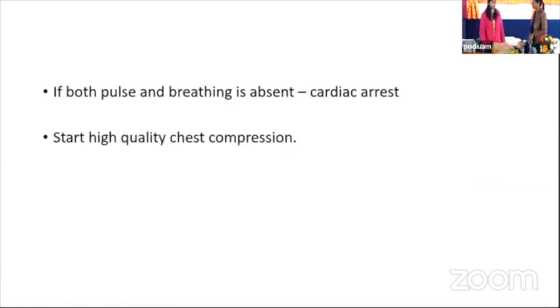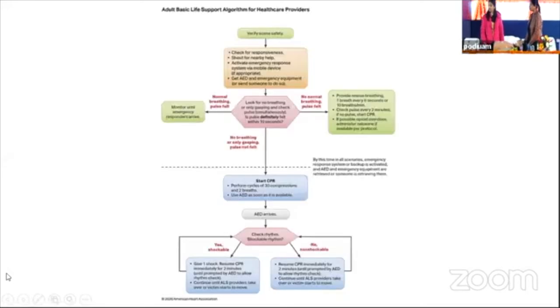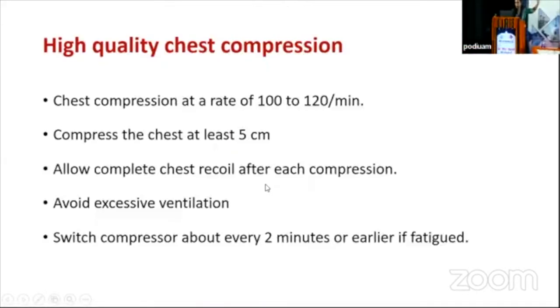And the third scenario is both pulse and breathing are absent. So the patient is in cardiac arrest. So we will start with high quality chest compression. So just see this flow chart. This is the American Heart Association BLS flow chart. When a person is in cardiac arrest, come to this part of the flow chart. We start with high quality chest compression.